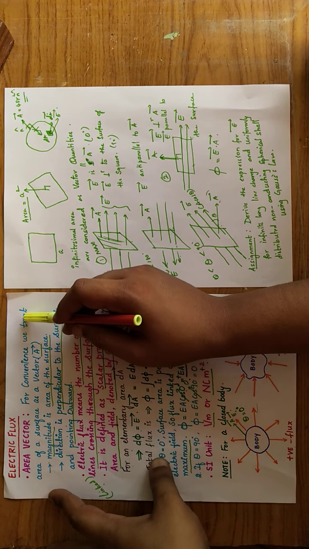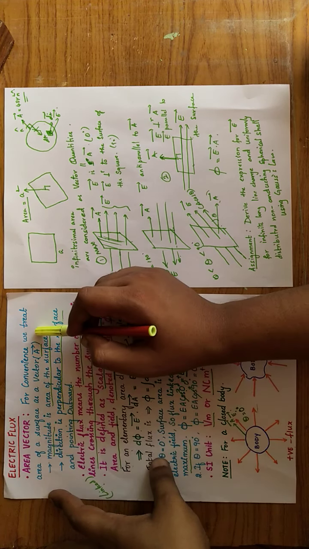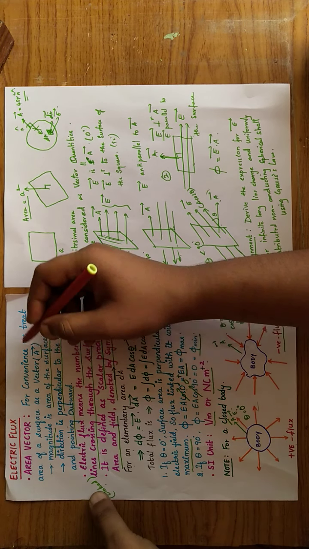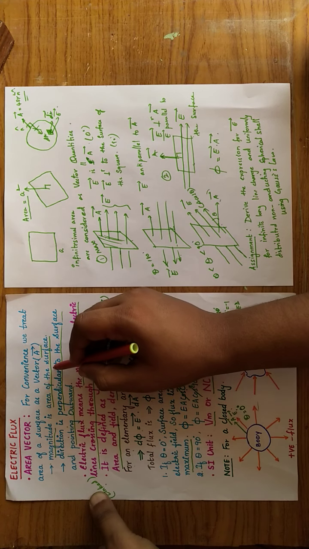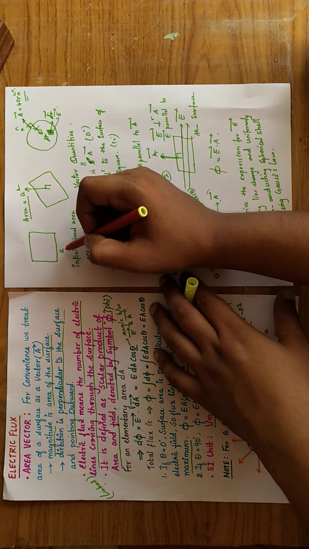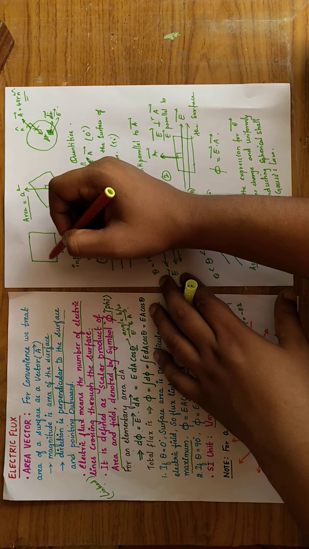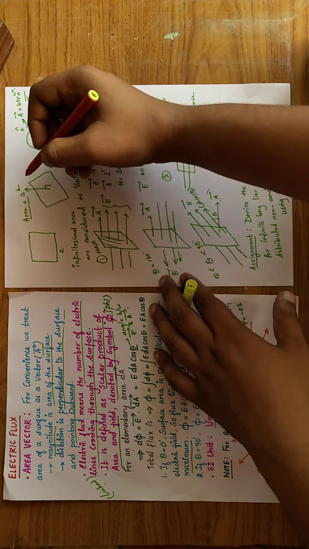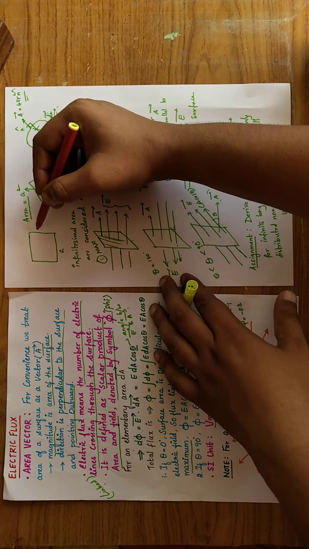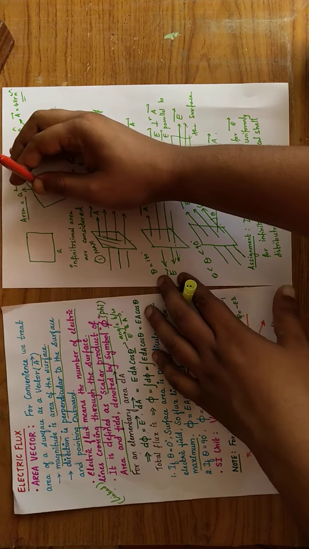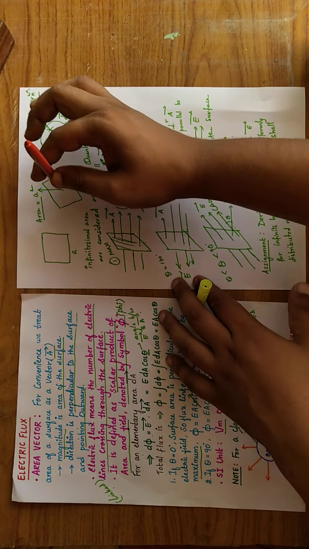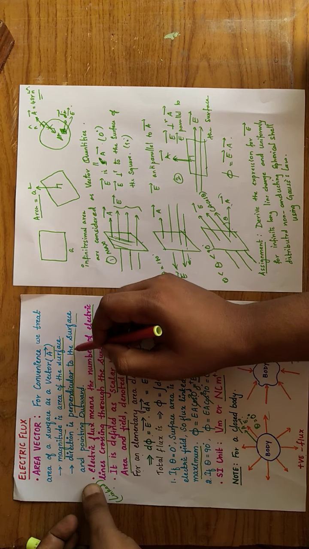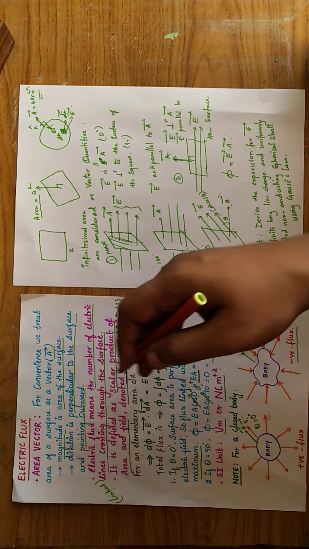So for convenience, we treat area of a surface as a vector, which is denoted by the symbol A with an arrow over it. Magnitude is area of the surface. So if I say the square of side length a, then the area is a square. Okay, and this will act as magnitude. And what will be the direction? If I say this is the square, then the normal perpendicular to it. Okay, so this is perpendicularly outward will be the direction. So direction is perpendicular to the surface and pointing outward.